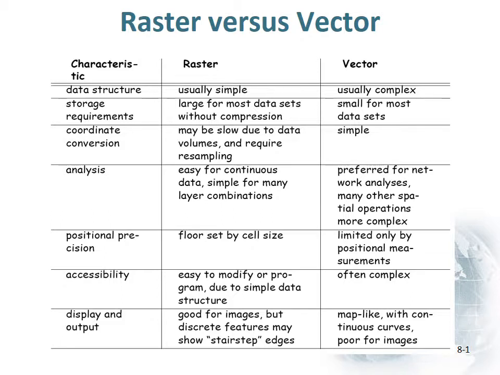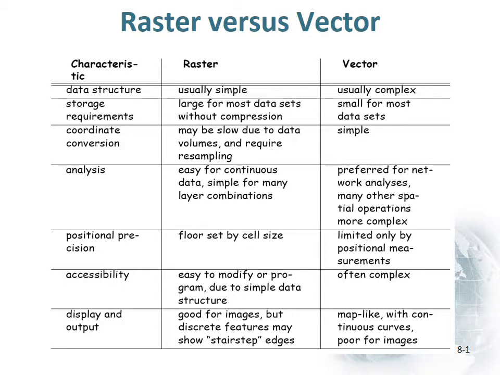They have different analytical properties. Vectors are definitely more suited for accurately describing boundaries and dealing with network type information, flow between locations, things like that. And raster is much better suited for looking at continuous surfaces across space. And as we'll see later on, very handy for doing certain types of analysis with different data types.